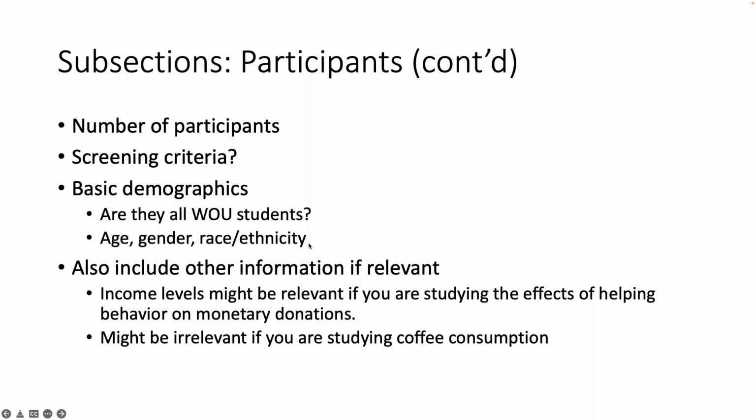You also want to describe your sample. So describe the age, gender, race, ethnicity of your sample. And this, if you would have conducted a study, would be data that you would have collected. You might also want to include other information if it's relevant to your findings. So for instance, income levels might be relevant if you're studying the effects of helping behavior on monetary donations, but income levels might be irrelevant if you're studying coffee consumption, right? It might not be as important.